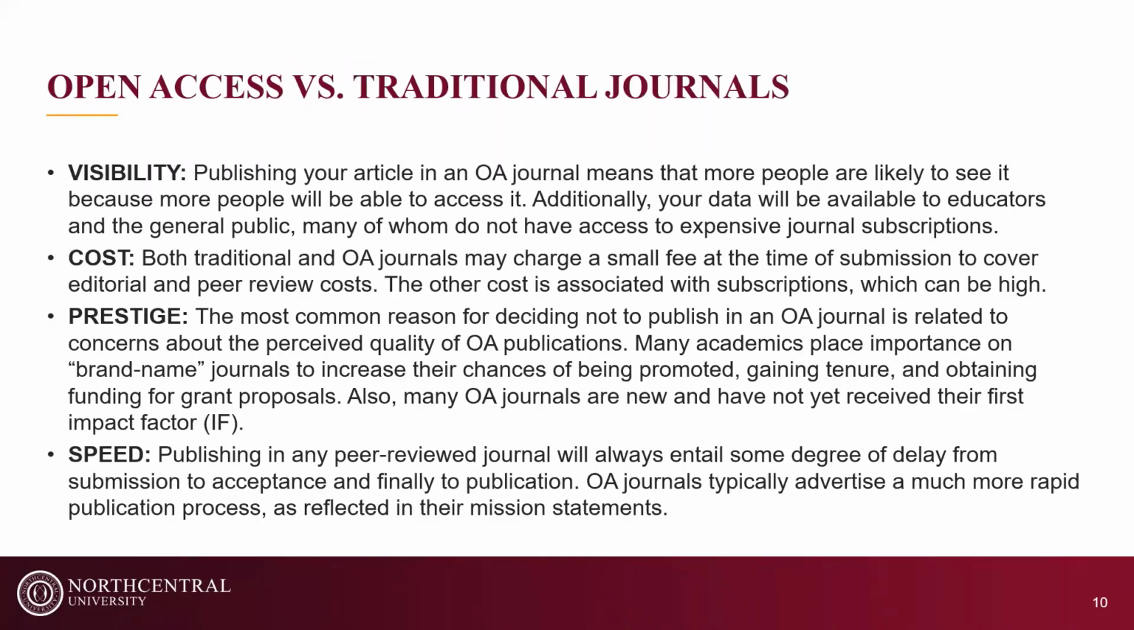So let's again go back to the open access and traditional journals, and just to make the distinction very clear. There are four different ways that you can distinguish between these two. First is visibility. Publishing your article in an open access journal means that more people are likely to see it because more people will have accessed it, simply because it's free. And your data will also be available to educators and the general public, many of whom do not have access to expensive journal subscriptions, which is traditionally the case with traditional journals.